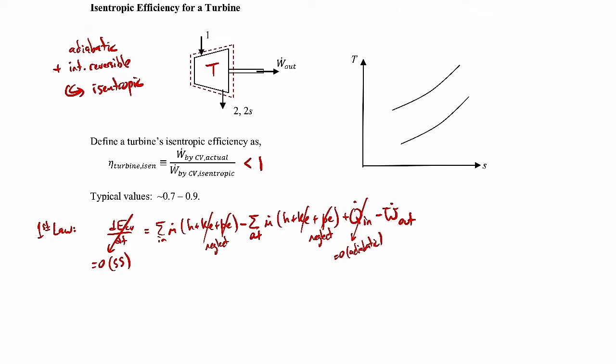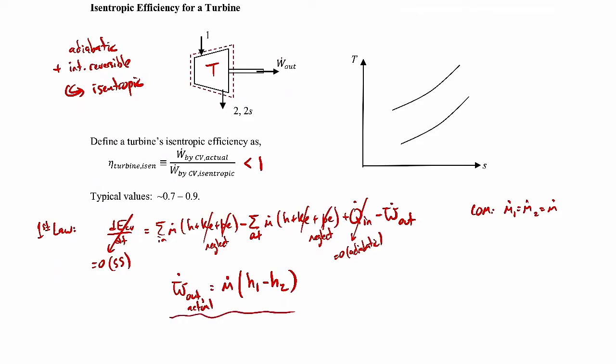And then we can rearrange that equation. Oh, and the other thing I should say is that there's only one inlet and one outlet. And from conservation of mass, you can show that m dot 1 is equal to m dot 2, and I'll just call it m dot for convenience. Okay, so then the power that we get out of the turbine will be m dot times (h1 minus h2). So this is the actual case.